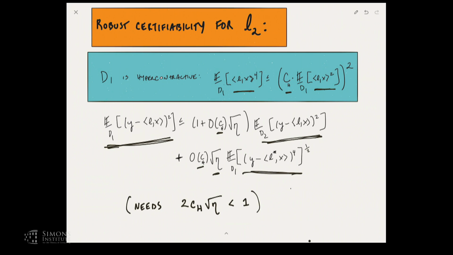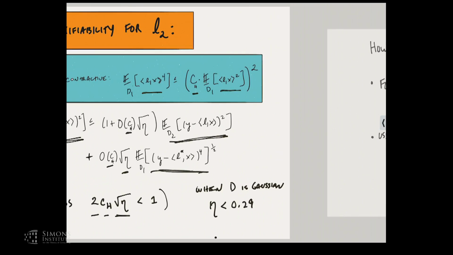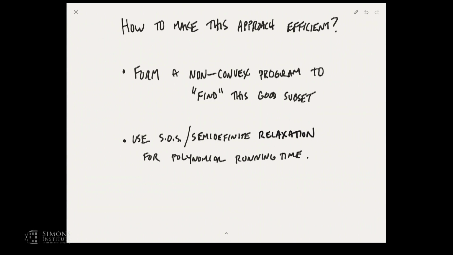One thing to point out, and I don't want to hide this, is that if you look through the proof, you do need that 2 times the hypercontractivity constant times square root of eta is at most 1. So you need this technical condition on eta. Remember, eta is the amount of noise that an adversary is allowed to corrupt. When the distribution is Gaussian, it turns out that eta is something like 0.29. So as long as the fraction of errors that the adversary corrupts is less than about a quarter, there'll be no problems with this proof. But depending on what the marginal distribution is for D1, you may have different tolerances for different values of eta.